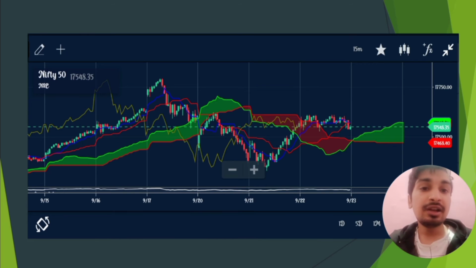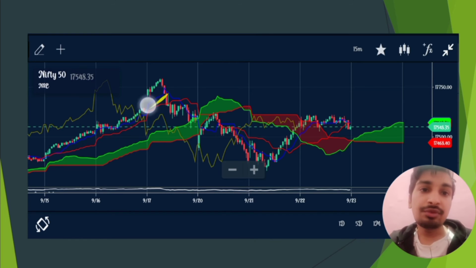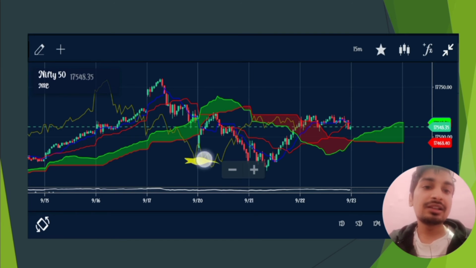It is not very difficult, and this is the cloud. When the price lies between the cloud, you should never trade. See, here the price is between, you shouldn't have bought here. Here the price is between the cloud, you shouldn't buy or sell here. Otherwise, you have to do the trading when the price is away from the cloud. When the lagging span is down, you have to sell, and when the lagging span is up, you have to buy.